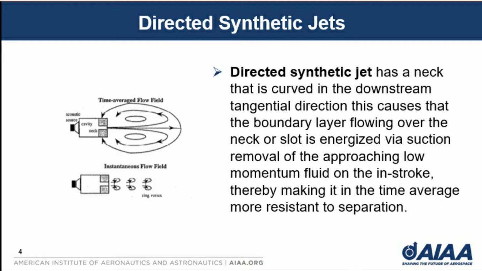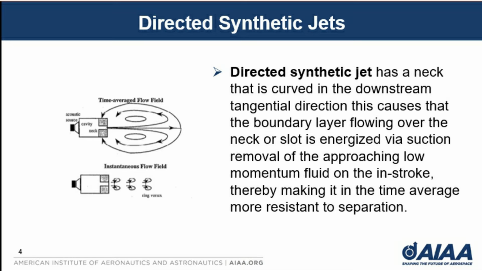The next method is called directed synthetic jets. The synthetic jet consists of an orifice or neck driven by an acoustic source in a cavity, as shown in the image. With high levels of excitation of the acoustic source, there is a stream of flow that emanates from the neck. This synthetic jet is embedded in the wall of the boundary layer, for which separation control is desired. In summary, on the in-stroke of the neck velocity, vertical momentum is imparted to the flow, causing it to preferentially ingest the approaching low axial momentum of the incoming boundary layer.